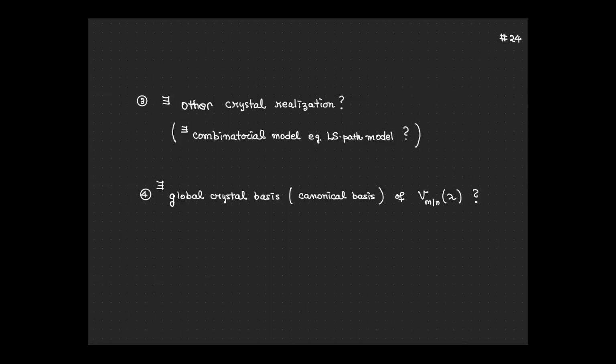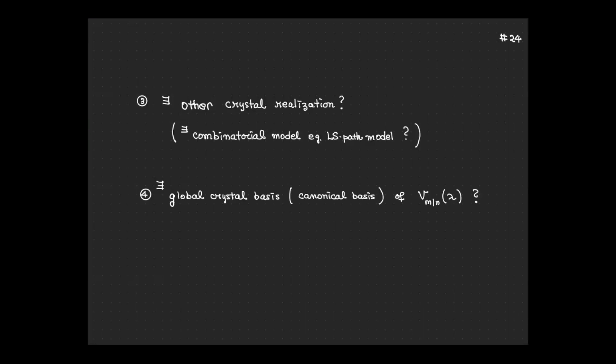As far as I understand, the LS path model is the model which best explains the Demazure character formula or the Demazure filtration of the irreducible representation. And so far, no Demazure character formula or Demazure module of this superalgebra is known.